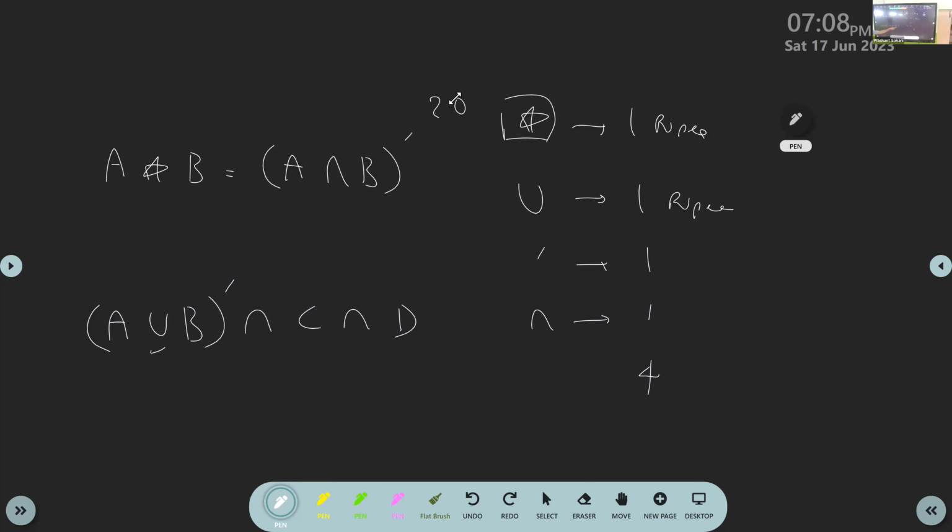But if you use all of these, you can do it in 4 rupees. So that is why practically it's a good idea to use all the operators. But you can still do it. That was the idea.